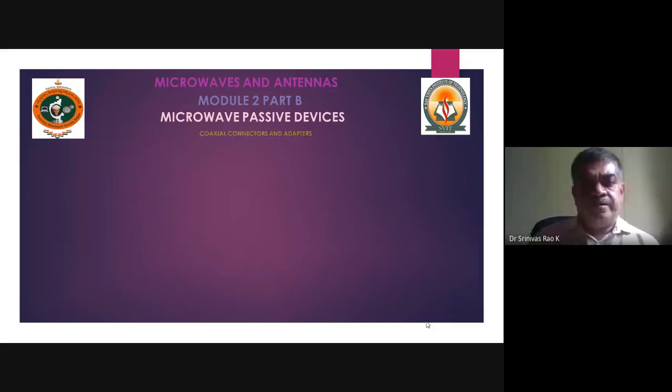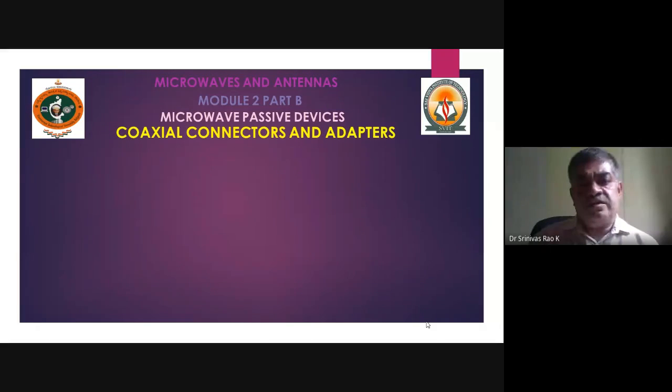So first we see the coaxial connectors and adapters. For understanding the coaxial connectors and adapters, first we have to understand the coaxial cable construction. First of all, you have to know what a coaxial cable is, what the parts inside it are, and what the subsections in the coaxial cable are. Then only you will be able to understand the connectors. A connector is a simple connector which is used to join male and female connectors, so that you can have a transmission line terminated from one end to the other end.